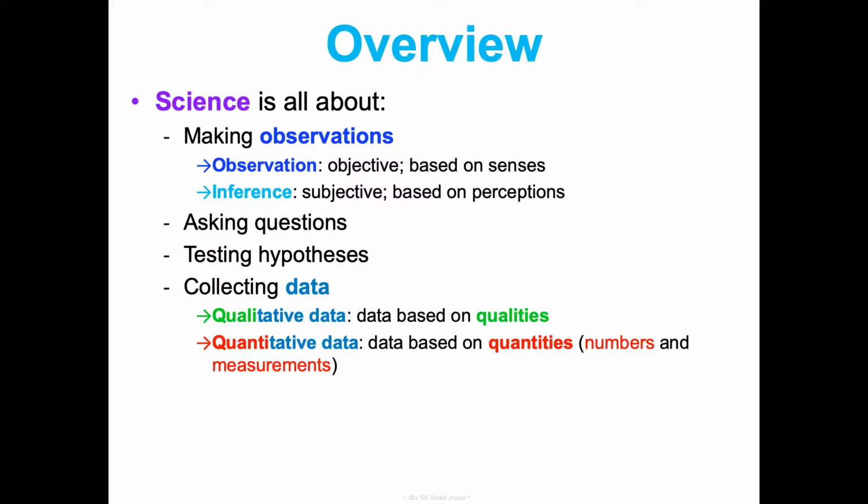So for example, if I have an unknown substance in front of me, I could smell it, I could taste it, I could record the color of it. These are all qualities of it. It smells sour, it tastes sweet, it's the color red. That's all qualitative data. Those are observations I'm gathering that are based on qualities. But then I could also make quantitative measurements here. I could calculate the volume of it.